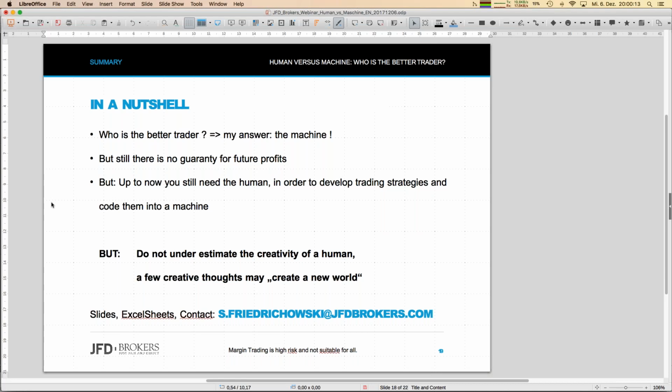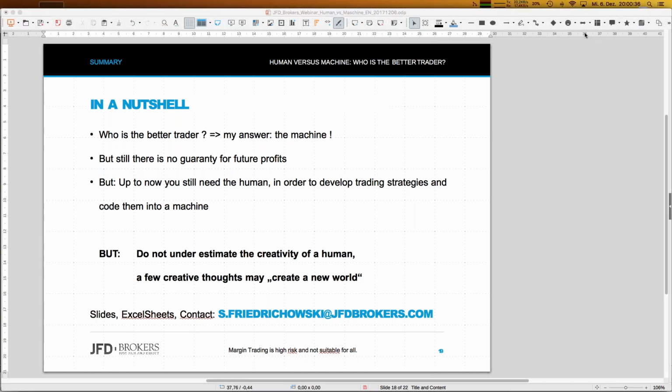And that sentence is not really meaning that we get a second world, a second earth. No, it's that we can develop things no one has thought about before. And that's a feature of a human which is absolutely fantastic, and therefore the humans will still have a big impact on trading even for the next couple of decades.